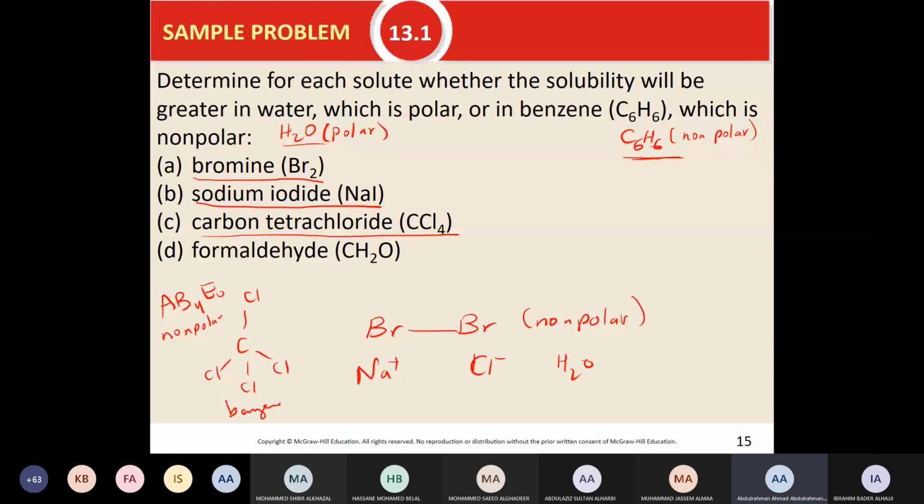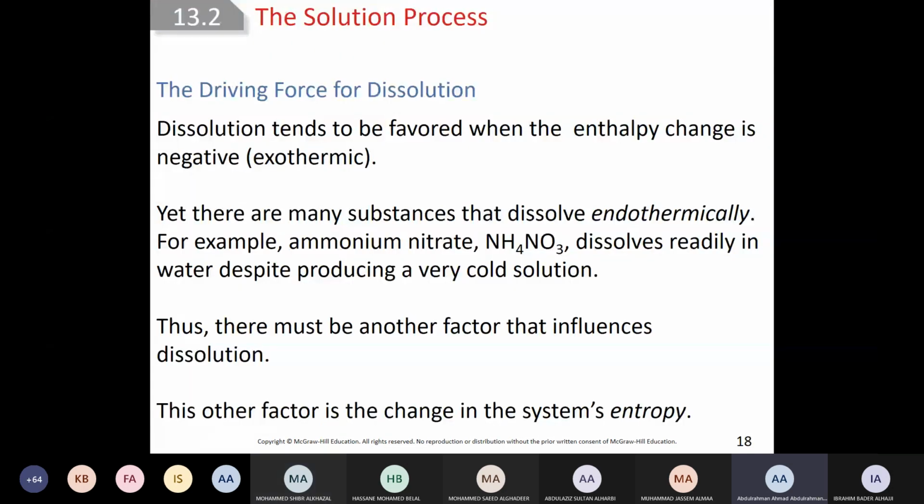Okay, how about CH2O, which is like this? Is there any polarity in here? It's polar. Where does it dissolve? In water or in benzene? In water. Why? Because like dissolve like, polar with polar. Is this clear? Very good. All right. Now, let's take NH4NO3.